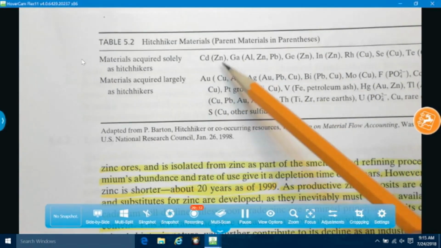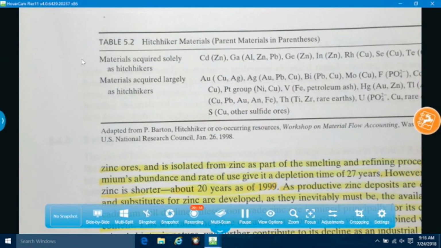Let me give you some examples, and this is in your handout. So here we go. In this handout, what you see are pairs of elements. You see cadmium and zinc, right? One is within parentheses. In each pair, the element within parentheses is the parent material, and the one outside, in this case cadmium, is the hitchhiker.